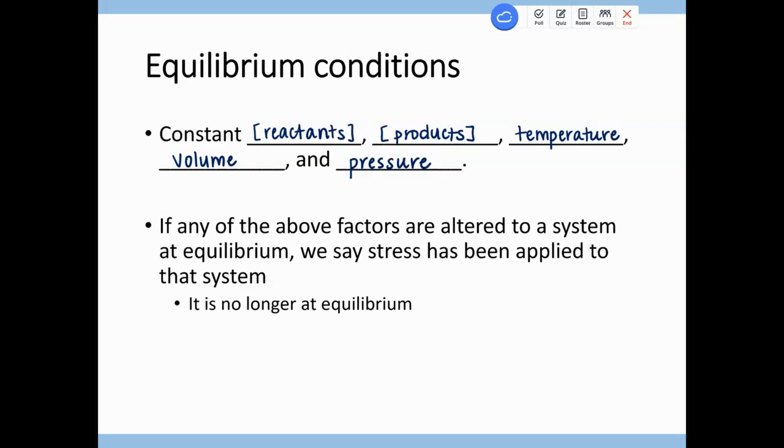But remember that reactions always tend toward equilibrium. That's the lowest energy state. Everything's looking to be at lower energy when we're talking about chemistry. So if a system's no longer at equilibrium, it will shift in a way to reestablish equilibrium.